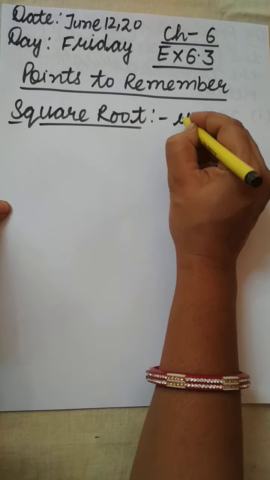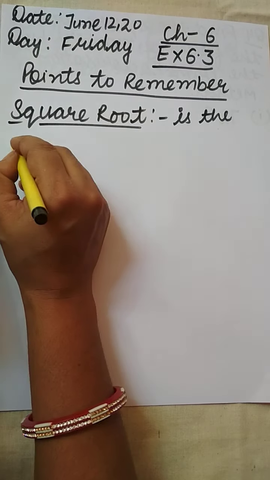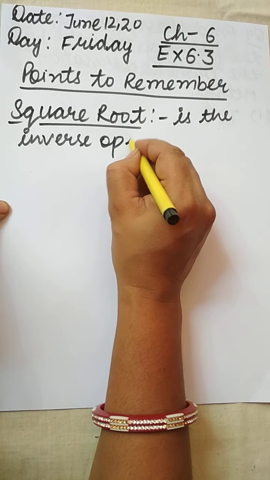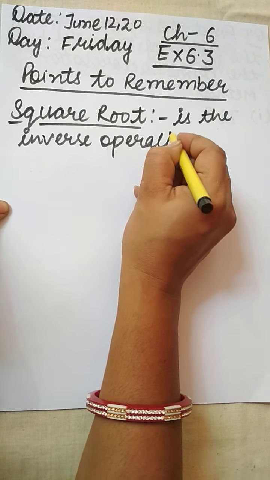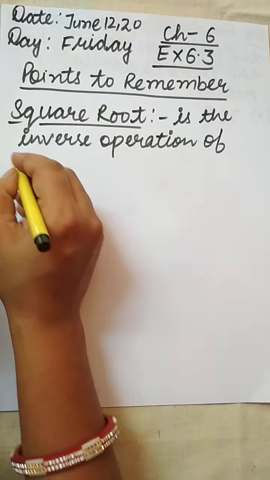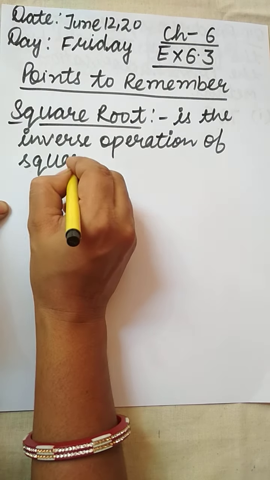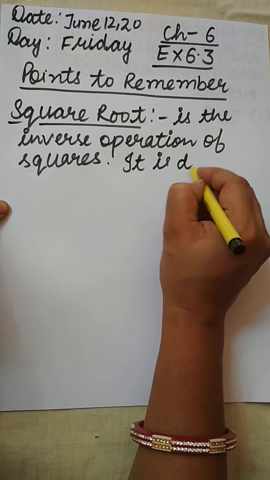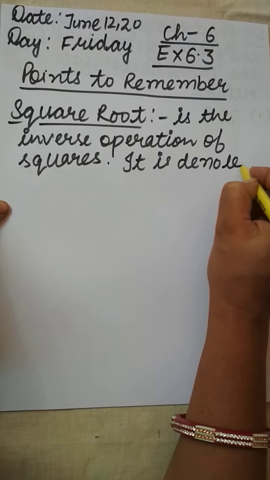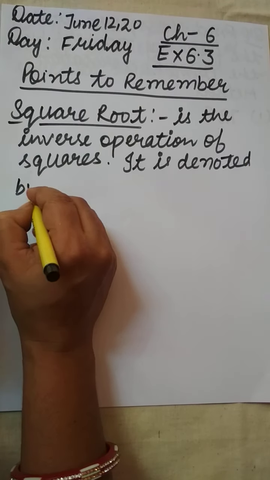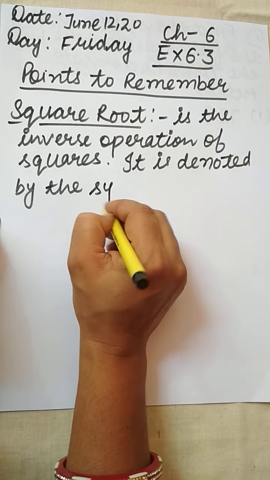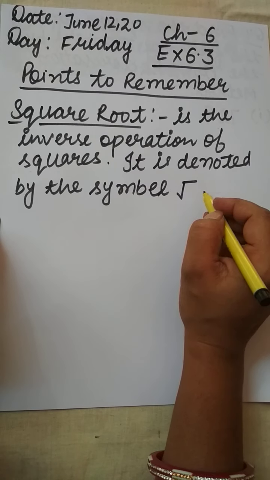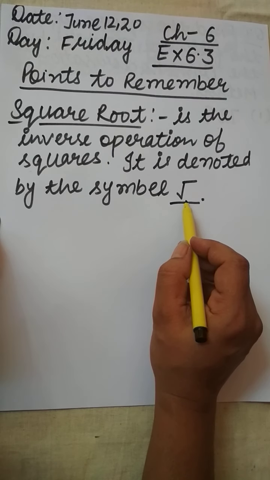Square root is the inverse operation of squares, and it is denoted by the symbol square root. This is the symbol to denote square root.